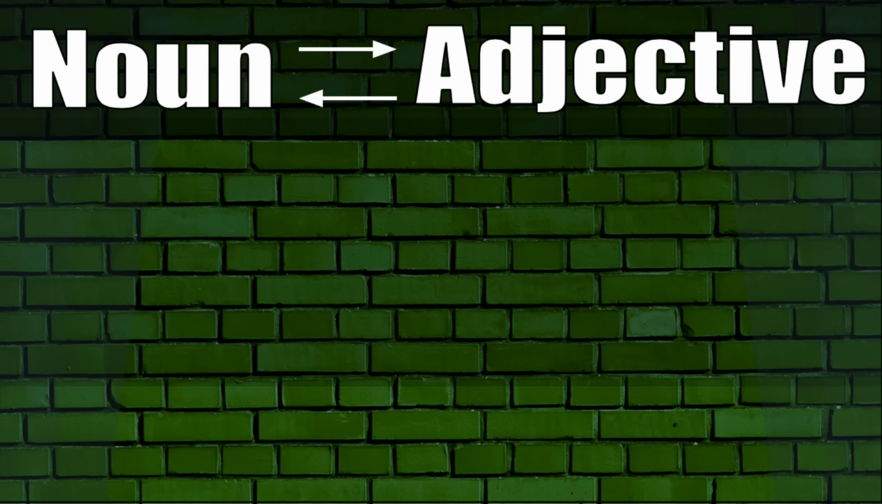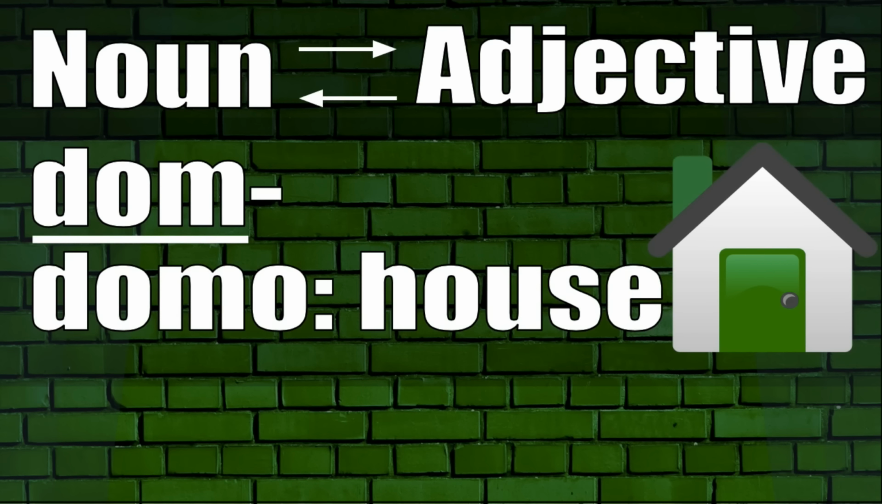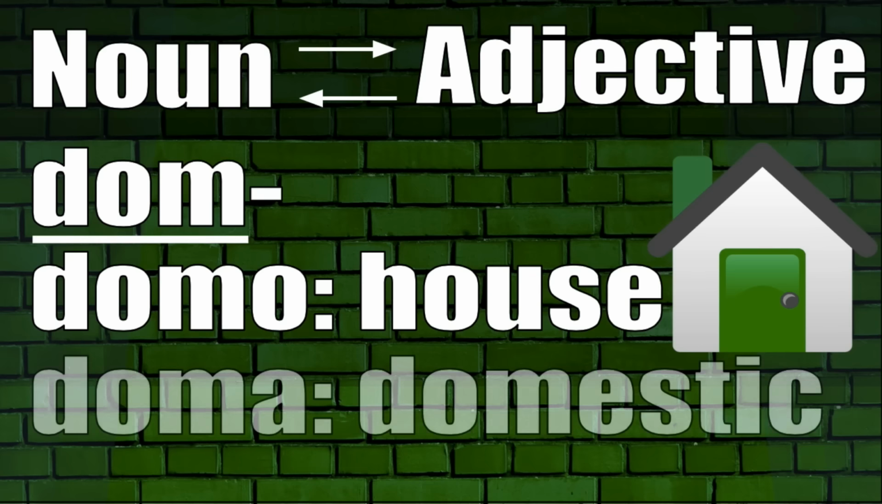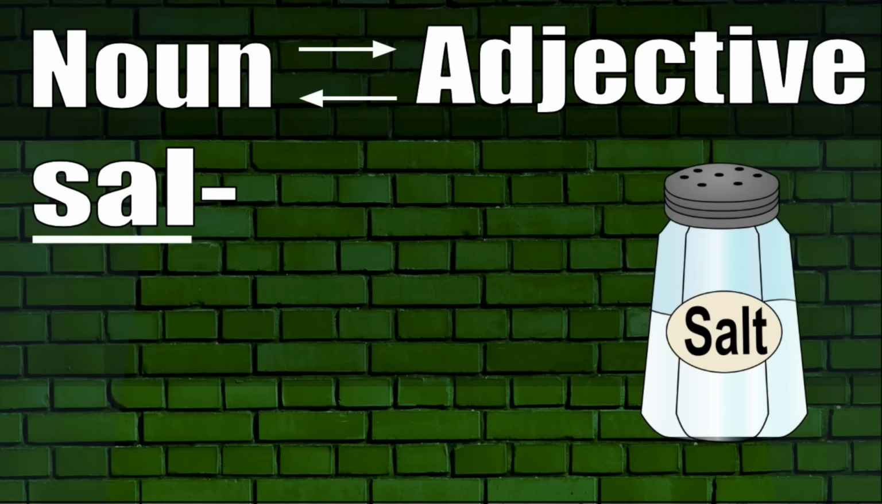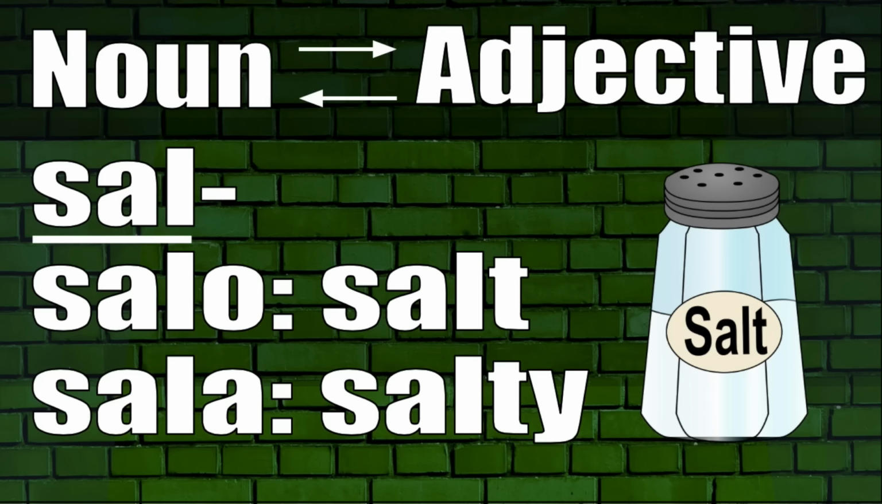In Esperanto, we can also convert nouns into adjectives and vice versa. Take the root word dom. With this, you can make the word domo, house, which is a noun, or you can make the word doma, which means domestic, and that's an adjective. Another example of this is the root word sal. With this root, you can make salo, which is salt, or you can make the word sala, which means salty.